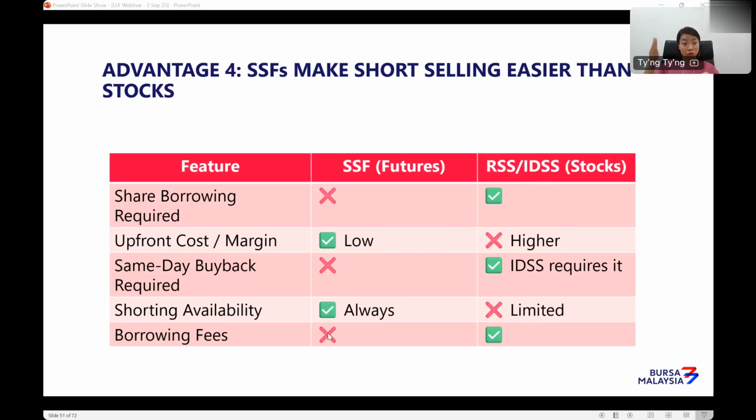And the last one is borrowing fees. For SSF, if you short, meaning if you sell, you do not need to pay any borrowing fees. You are allowed to sell, like I just mentioned, you do not need to borrow. That's the reason why you do not need to pay these borrowing fees. But for RSS, there are borrowing fees involved, and in the stock market, it's relatively high for you to borrow the shares for short selling purposes. So these are the 4 advantages that you need to know.